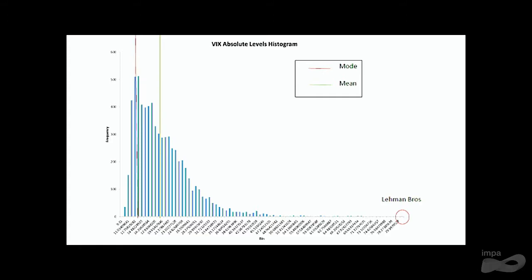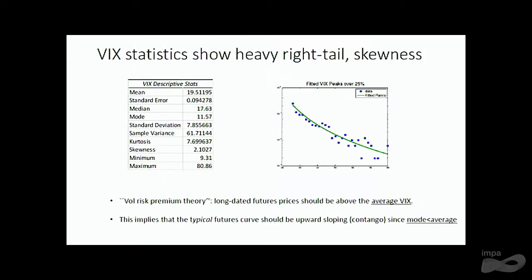This has practical implications, as you will see, in terms of futures. If you look at the statistics of the previous graph, you have a heavy right tail, as we saw, and skewness. The tail can be fitted to a power law, like a Pareto law. The mode is around 11.57, the median is 17.63, and the average is 20.